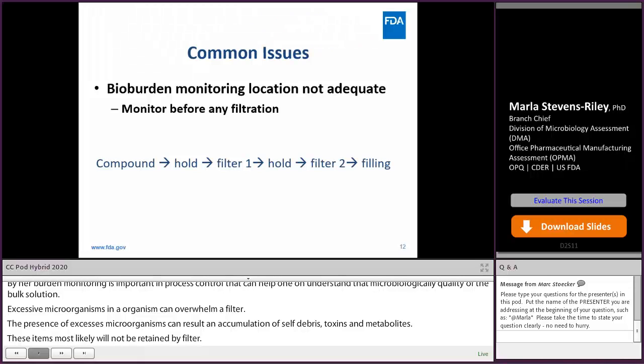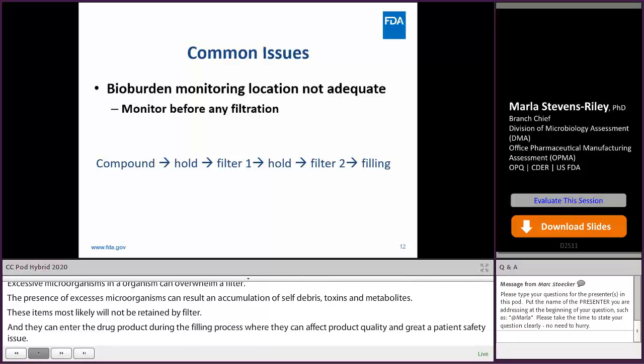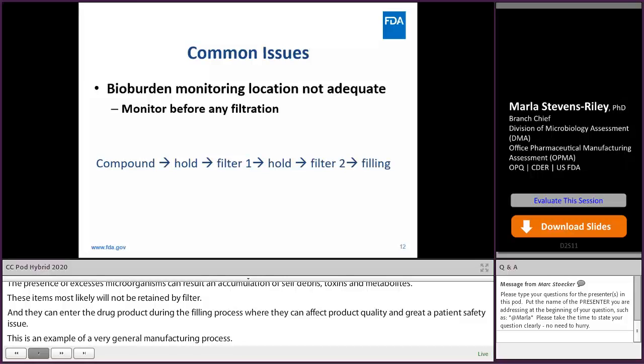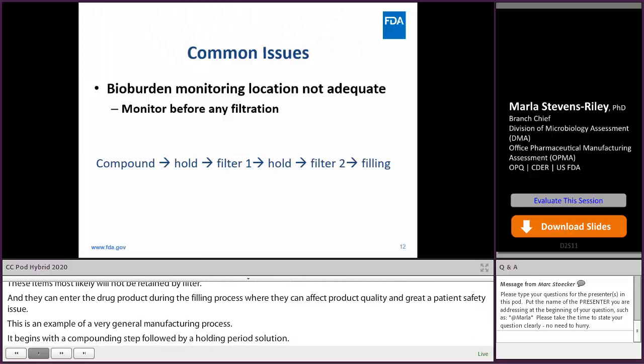This is an example of a very general manufacturing process. It begins with a compounding step, followed by a holding period of the non-sterile bulk solution. Then there is a first filtration, followed by another holding period, and then the product sterilizing filtration step at the second filter, and finally filling into a container.